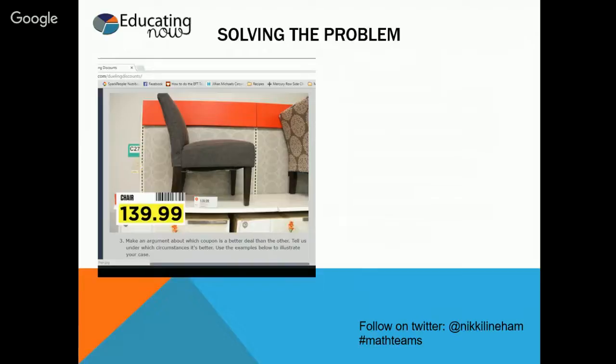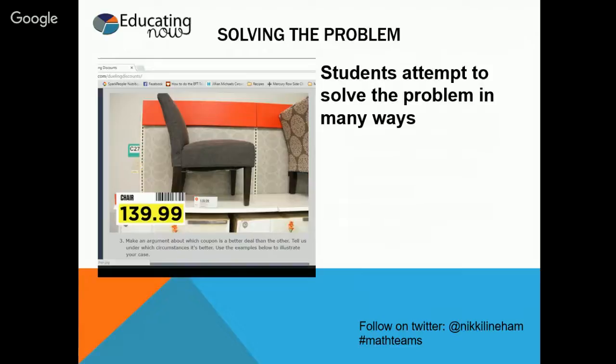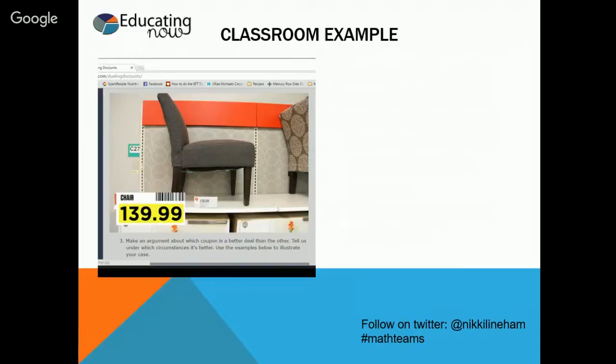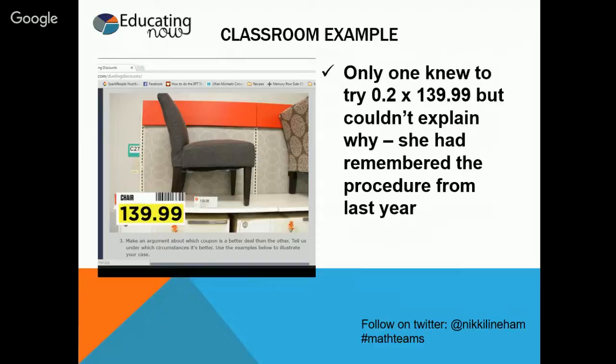I started with this one with that grade 8 class. I said, okay, the chair's about $140. What would be the better deal, 20% off or $20 off? Most of the students said 20%, and I said, great, prove it. So I asked them to solve it in as many ways as they could. I even gave them hundreds grids, hoping that would remind them that there is a model they could use.